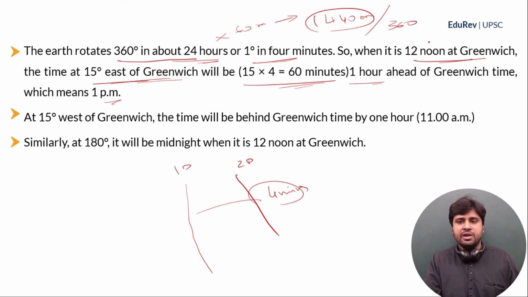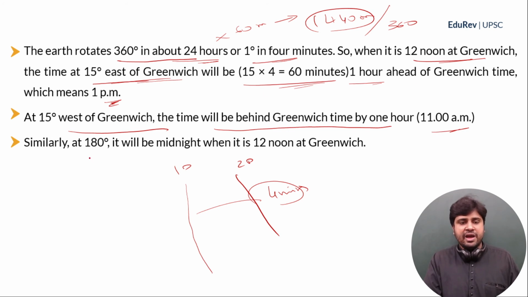Now just imagine that it is 12 noon at Greenwich. The prime meridian is 0 degrees. So it is 12 noon at Greenwich, and the time at 15 degrees east of Greenwich will be 15 times 4, that is 60 minutes. It means 1 hour ahead of Greenwich time. That means 1 p.m. Clear? Now, at 15 degrees west of Greenwich, the time will be behind Greenwich time by 1 hour. That means 11 a.m. Clear, right?